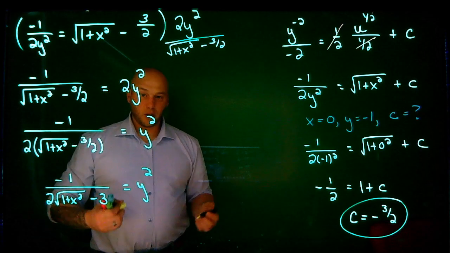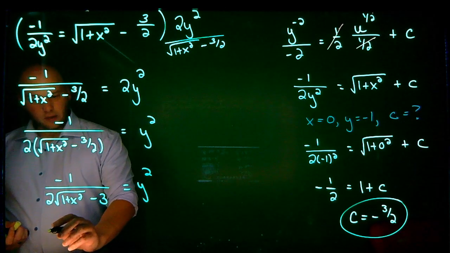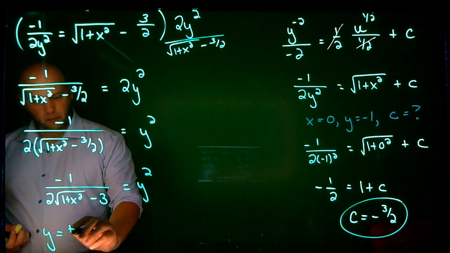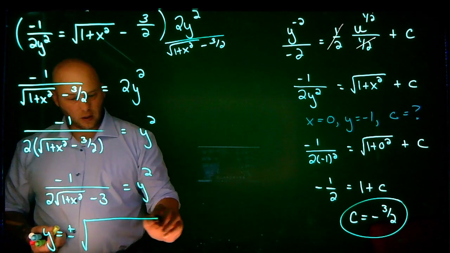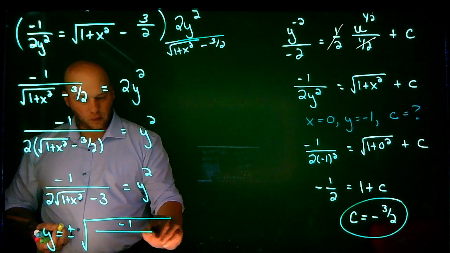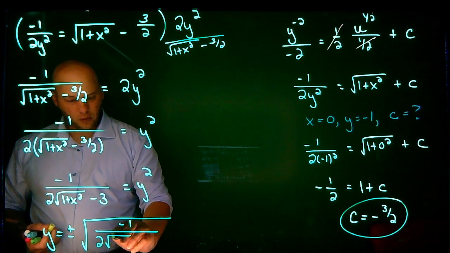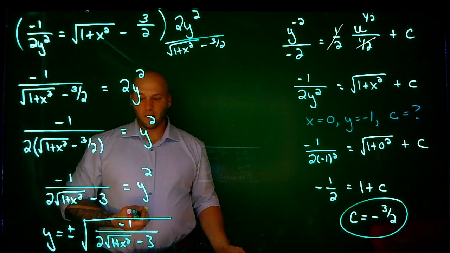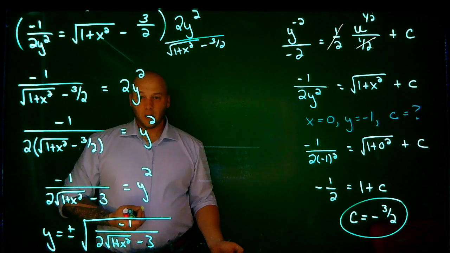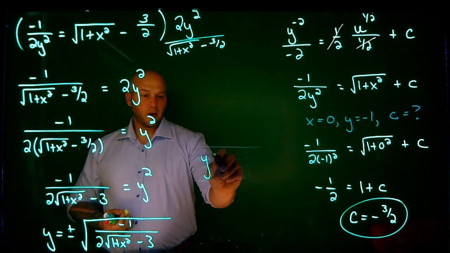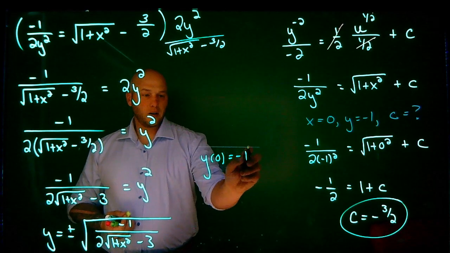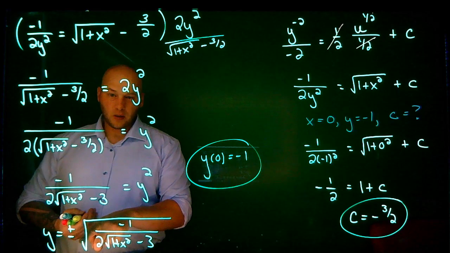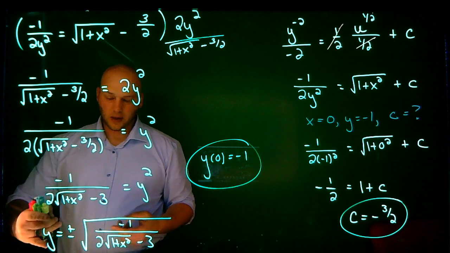And then finally, just undo the square by using the square root. That would give me y is equal to plus or minus the square root of negative 1 over 2 square root 1 plus x squared minus 3. And using the initial condition, remember if y of 0 is negative 1, so let me put that back up here again just as a reminder, if y of 0 was negative 1. Okay, so let's go ahead and check that out. What that's going to tell me is, do I have the plus or the minus of the square root, because this is actually two different functions.